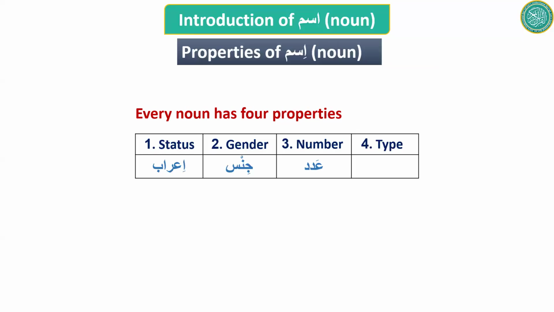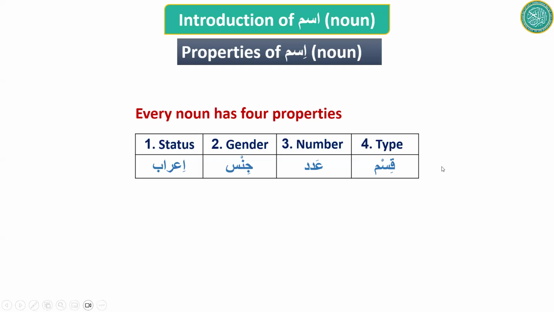And I give you the Arabic of these 4 terms. Status, number, gender, type are called i'rab, jins, adad, and qism. But for this class, we will use the English terms. All right. So memorize these 4 properties, the names of the 4 properties of ism, and that will inshallah be very, very useful.